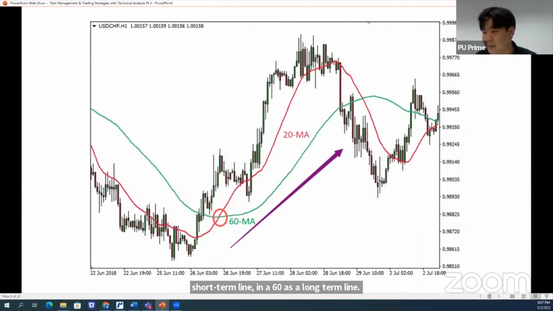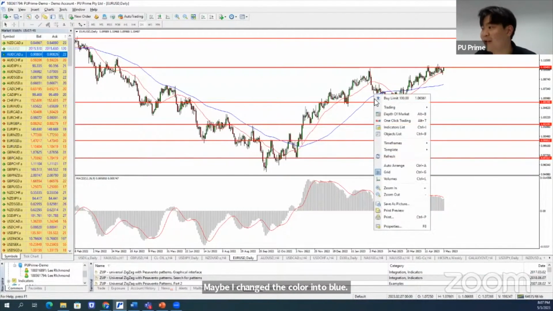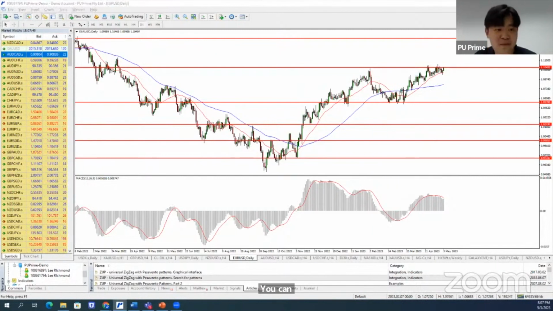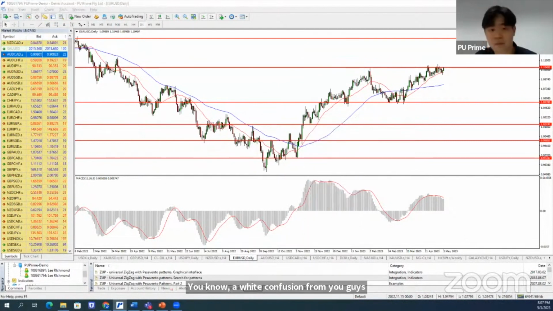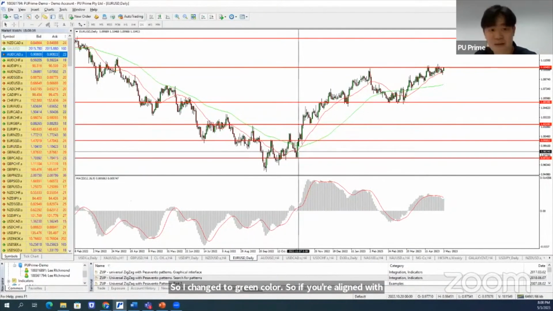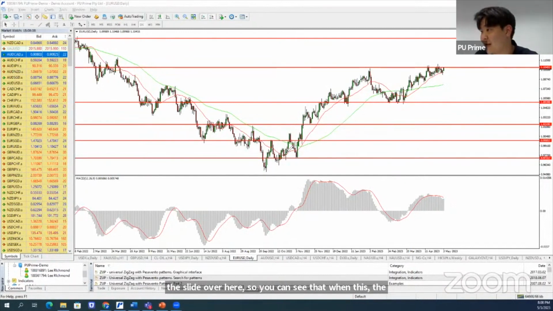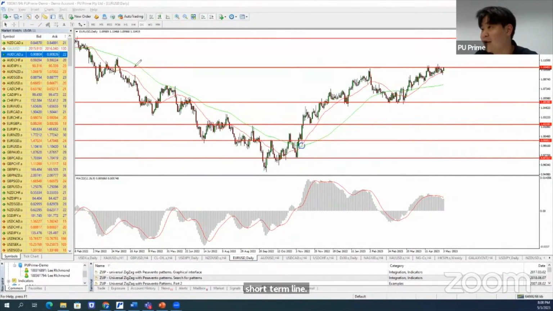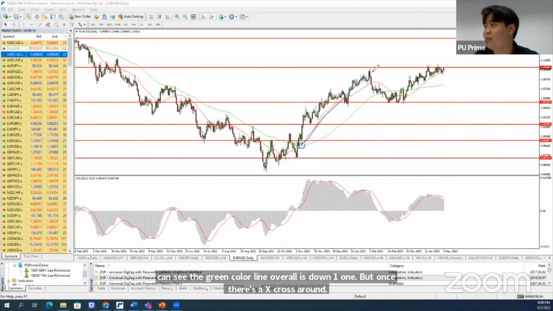Maybe I set the color to green, to avoid confusion for you guys. One moment, yeah. So I change to green color, so it will align with the slide over here. You can see that when the short-term red line starts to cross over the long-term green line, the overall trend was downward. But once there is an X cross around here, the overall trend starts to rebound significantly.